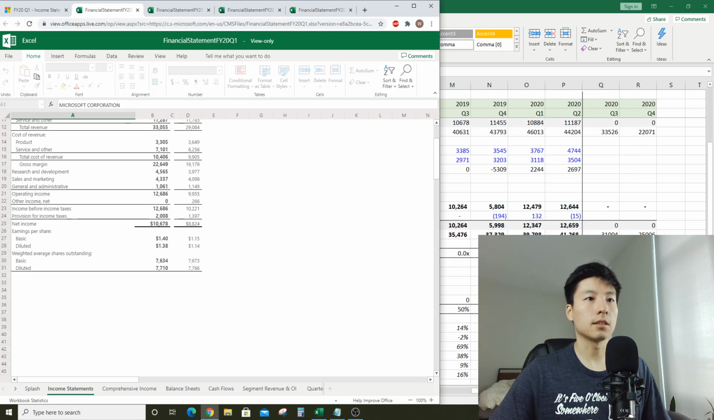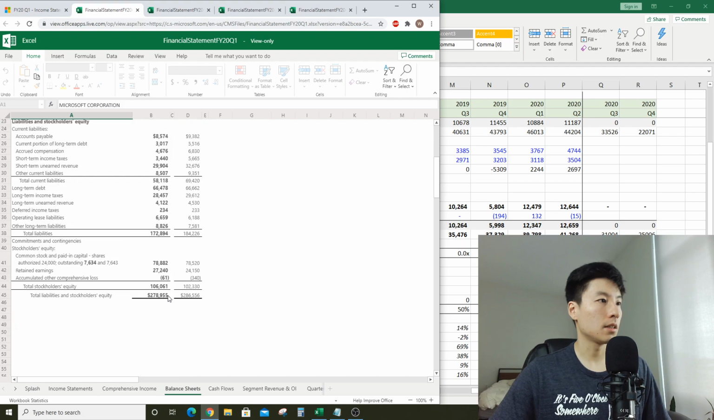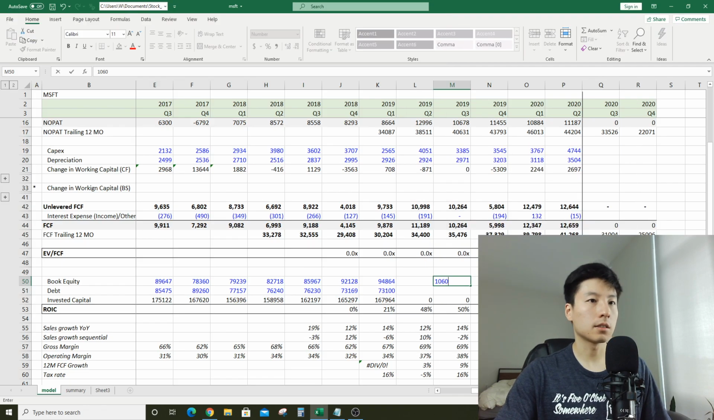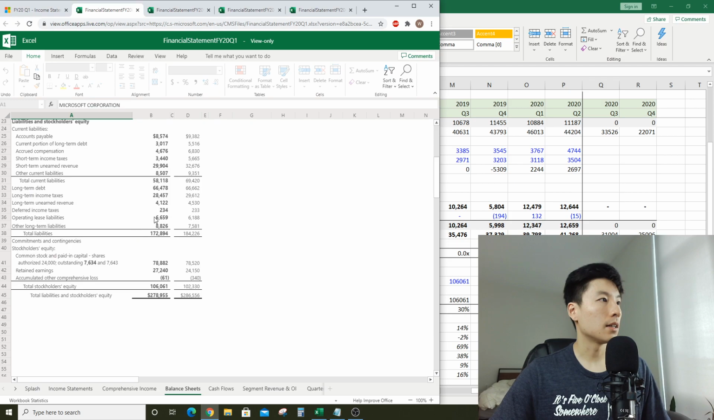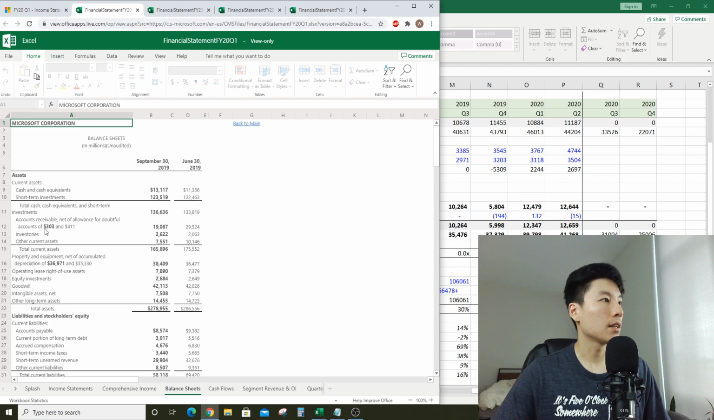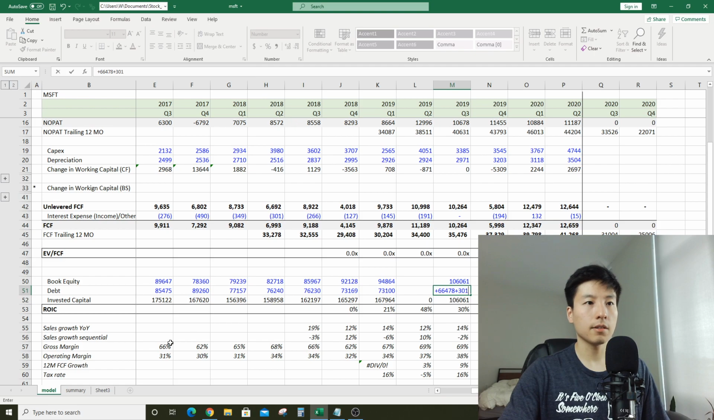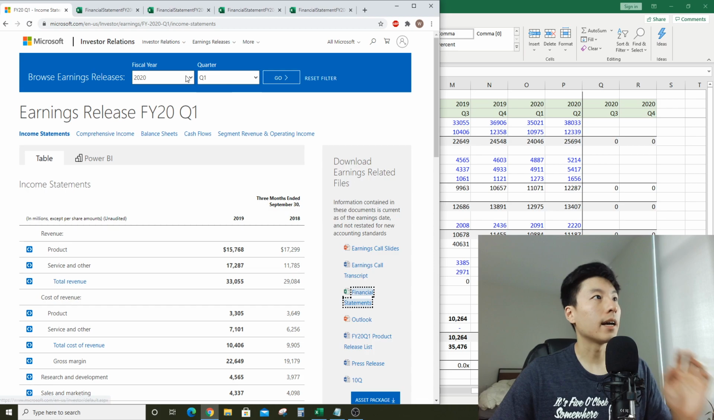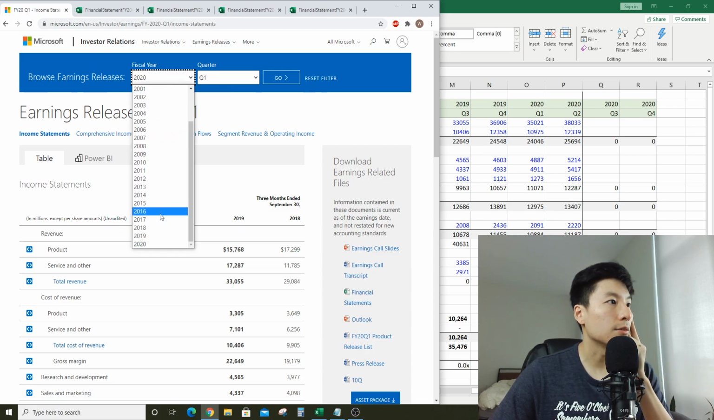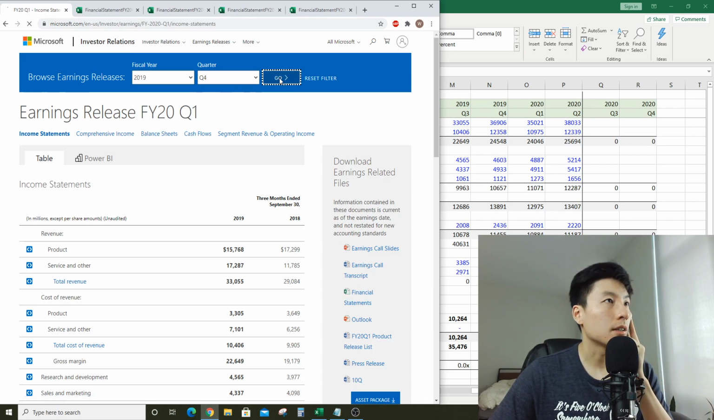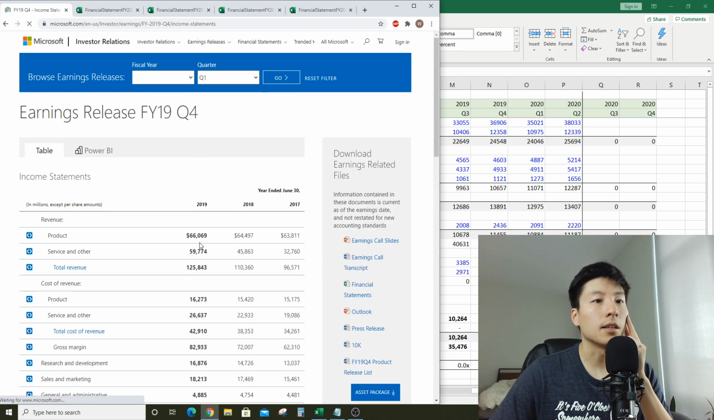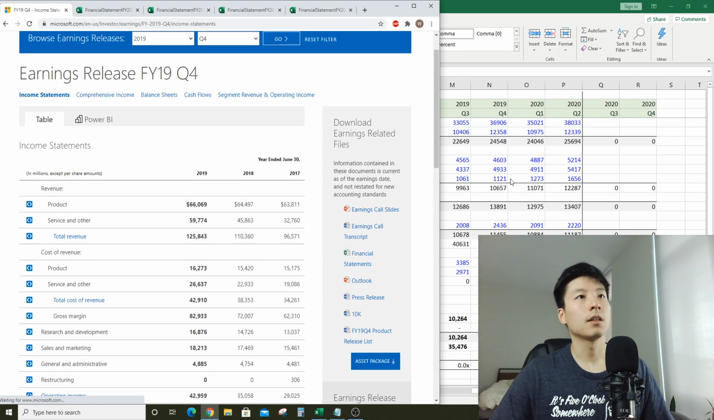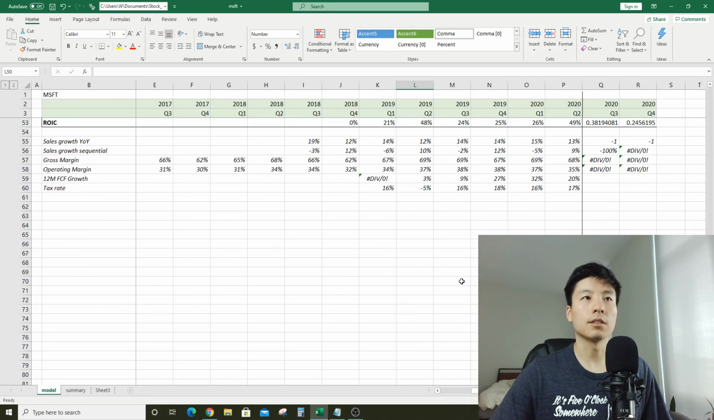Looks like I forgot equity on this one. 106,061. Long-term debt 66,478 plus 3,017. All right, so I forgot to fill in the long-term debt from 2019 Q4. Or I mean, I didn't fill in the ROIC stuff. So let's do that.